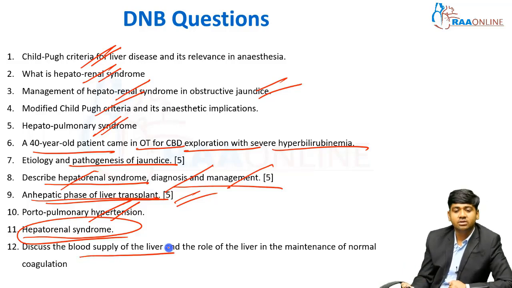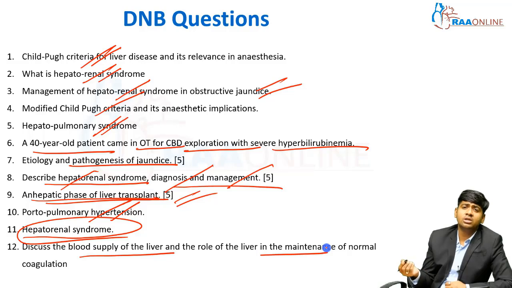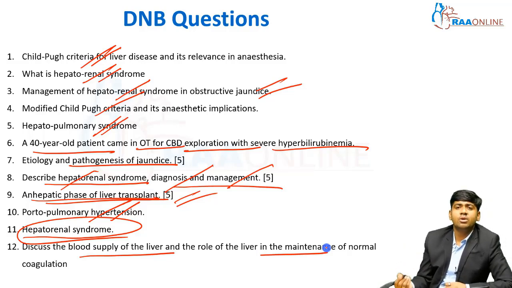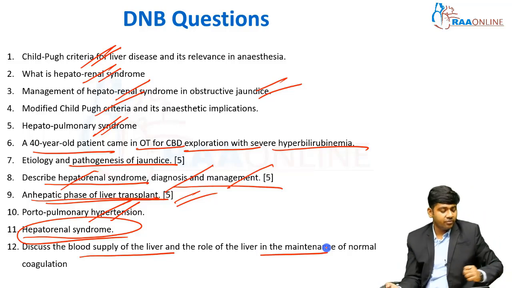Discuss the blood supply of the liver. The role of the liver in the maintenance of normal coagulation. So vitamin K dependent factors again. So these are all the clotting factors except factor 3, factor 4 and factor 8. This thing you have to write in exam. Blood supply of liver, portal vein, hepatic arteries. 75% through the portal vein, 20 to 25% through hepatic arteries. So these are the explanations to these different questions.